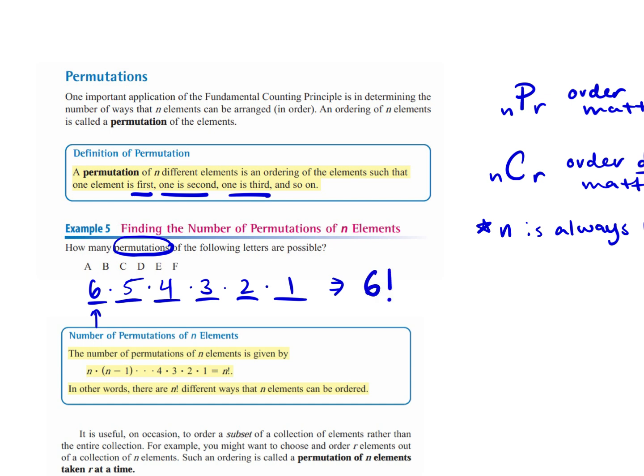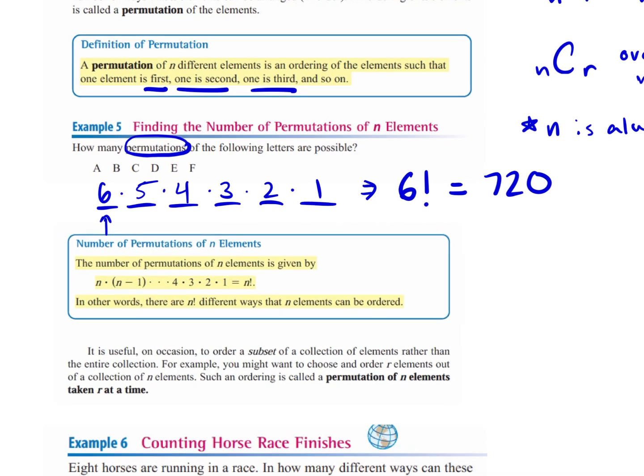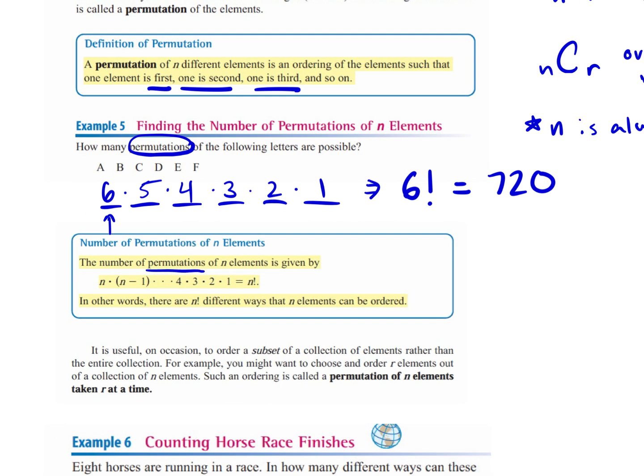6 exclamation point. This is 6 factorial. 6 times 5 times 4 times 3 times 2 times 1. Anybody know what 6 factorial is? 720. Awesome. So it says the number of permutations of n elements is given by n factorial. In other words, there are n factorial different ways that n elements can be ordered.